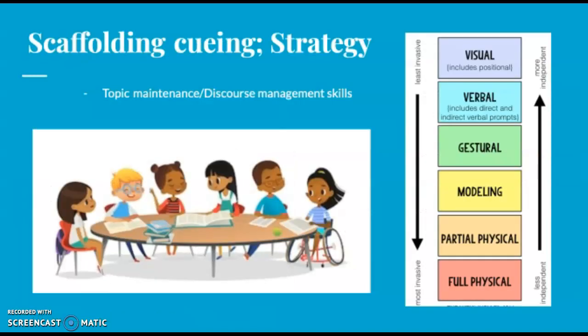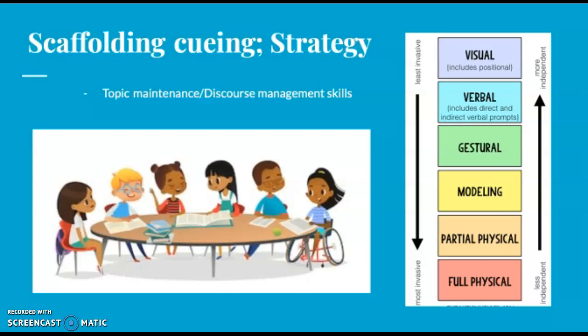Another strategy that's used is scaffolding for topic maintenance and discourse management skills. This can be targeted as simply as engaging a student about one of their interests. For example, having a conversation about a science activity in class, where the clinician provides scaffolded cueing to remain on topic depending on the child's level of need. So if the child starts to wander from the topic of how they liked the science activity into what they had for lunch, the clinician can provide questions with verbal reminders like, that sounded like a wonderful science experiment. Tell me about your favorite part of the experiment.